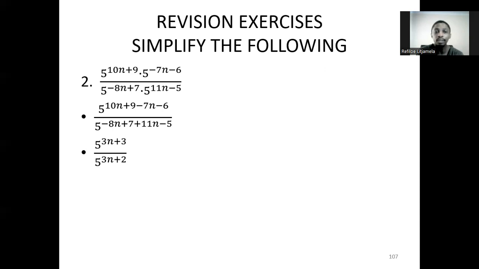Now you will represent this as a single base, which is 5, and subtract the denominator exponent from the numerator exponent. And that will give you 5 to the exponent of 1. We normally don't write the exponent 1, so we'll just write it as 5.